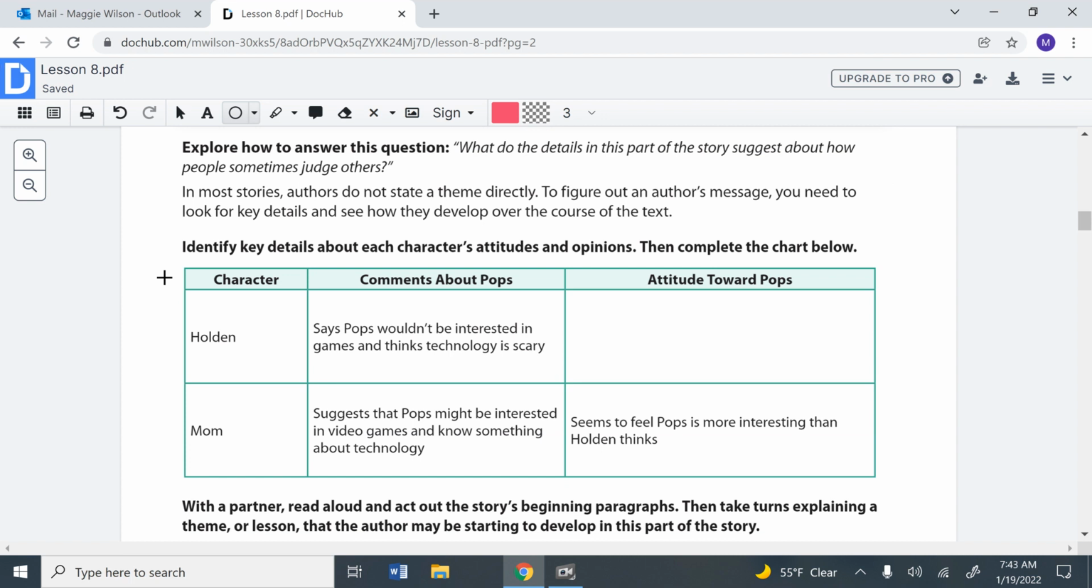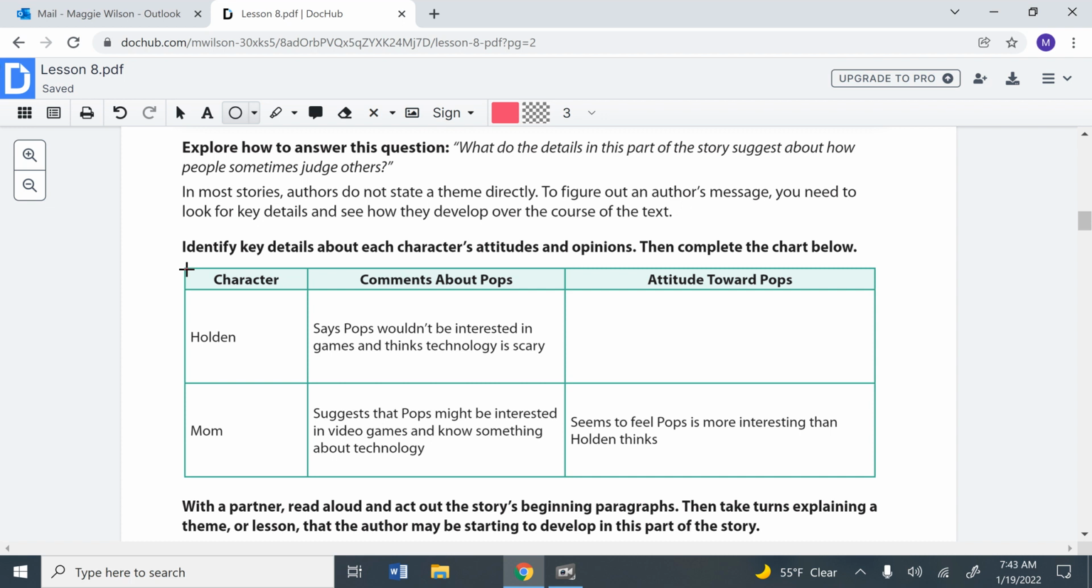Now, this part of the story is about Holden and his mother, so I'm going to focus on the details that describe their actions and feelings. These story details should reveal a theme or central idea of this part of the story. At the beginning of the story, Holden remarks that his grandfather wouldn't be interested in video games, and he says, "You know how he is about big, scary technology."